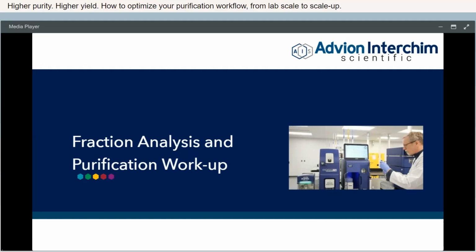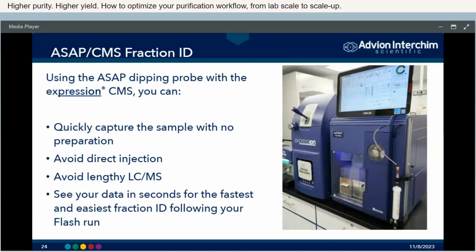Okay, so now that our purification is done, we need to identify where our compound is and work up the fractions that contain it. Okay, and here you can see the XS520 next to our CMS and Plate Express, all taking up a relatively small amount of bench space.